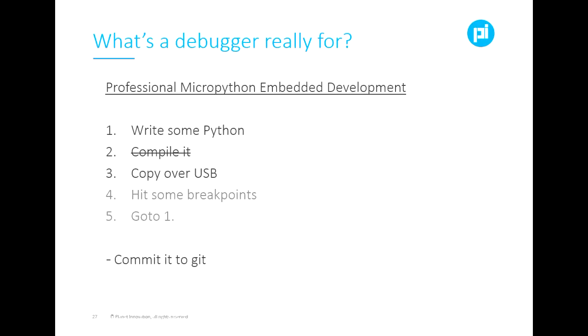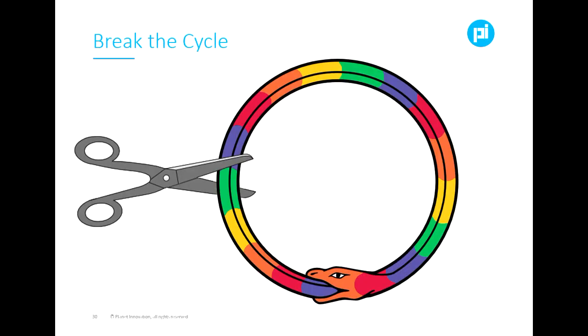So the logical transition to MicroPython was to write the Python instead. We don't get to compile it, which is fantastic. And then we can just copy it to the board, but without the debugger that we're all used to, we're back to serial logs and printfs, which for a lot of people feels like a step backwards. However, with new platforms brings new opportunities. We can break that traditional slow embedded development cycle.